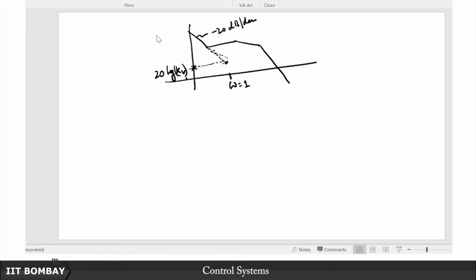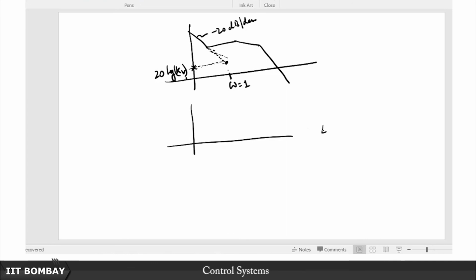So the trick is that if you are given a type 1 system like this, you take this initial low frequency asymptote due to the integrator, keep extending it and see what value it takes in decibels at omega equal to 1. So that value divided by 20 and then 10 to the power of that, that is going to be your kV. Simple.